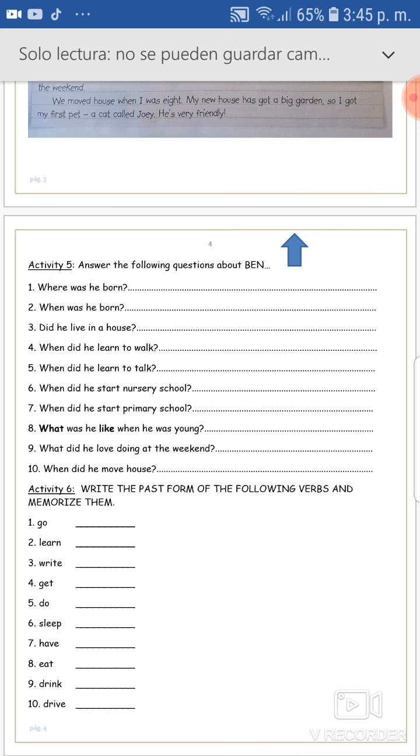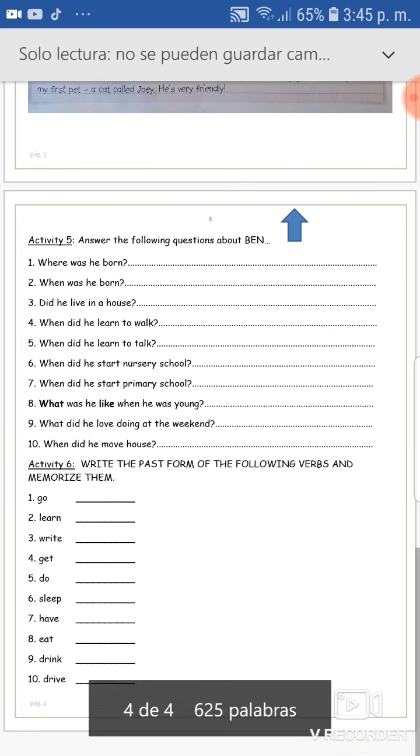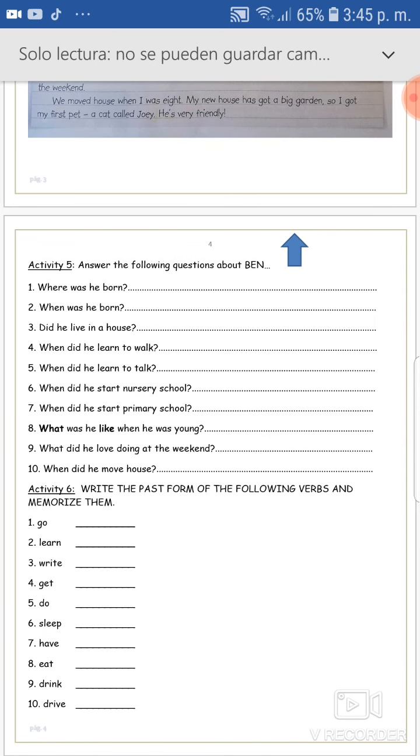Okay, and finally, activity 6. You have to write the past form of the following verbs and memorize them. For example, go, the past form is went. Learn, learned. Okay, some of those are in those pages, and some others you have to look up in the dictionary, or maybe you know them. All right, good luck.